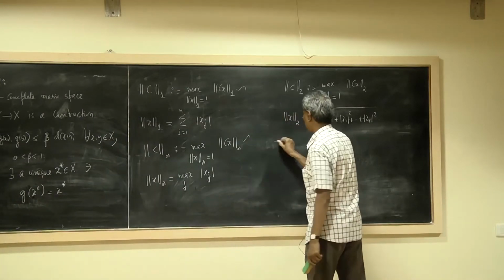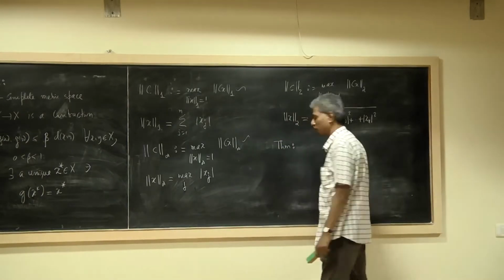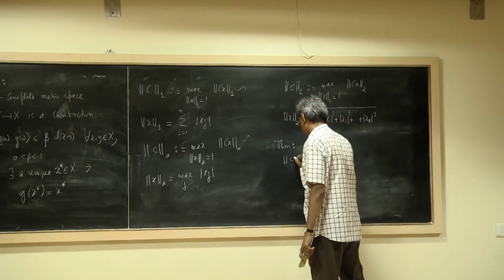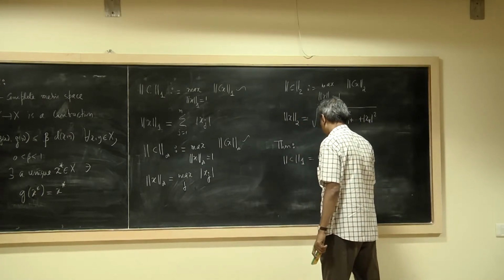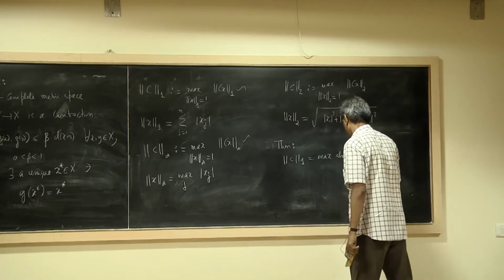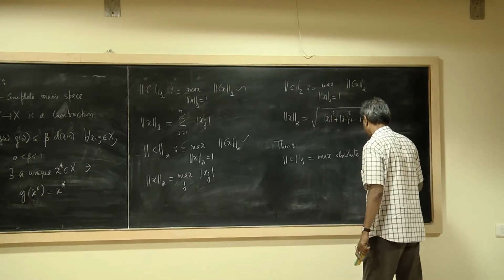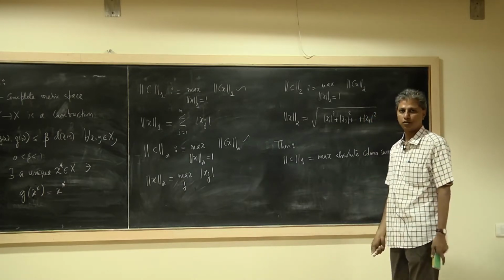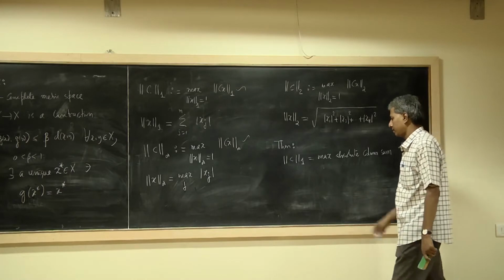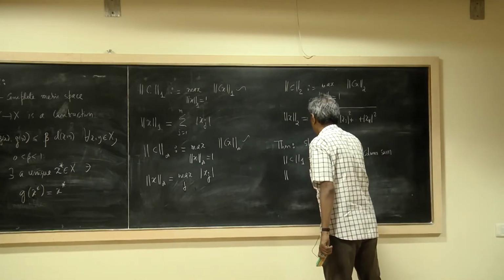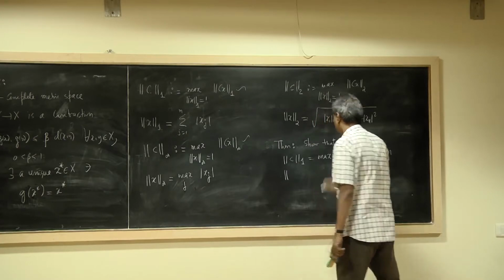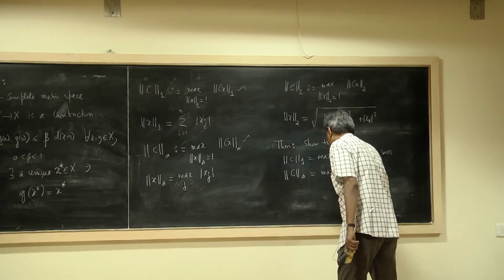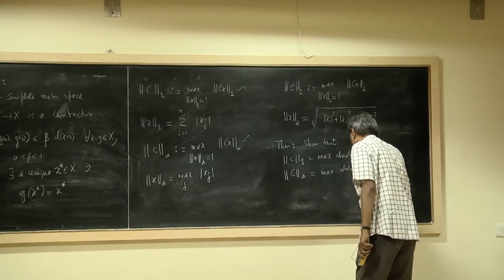What one can show is the following. So I am writing this theorem. I am going to ask you to prove this. Okay. That if you look at the 1 norm, show that this is the maximum absolute column sum. Show that the following one, the infinite norm, is the maximum absolute row sum.